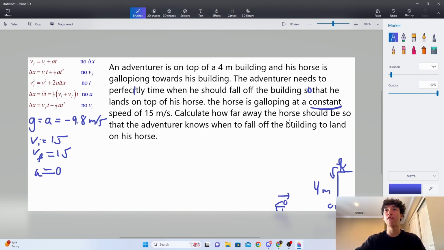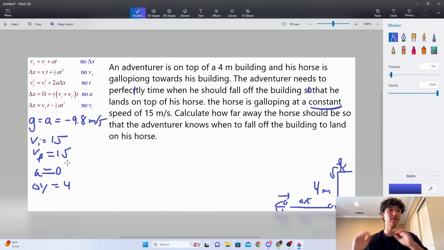So calculate how far away the horse should be so that the adventurer knows when to fall off the building to land on his horse. So we want to know this change in x right here. So how are we going to find that? Well, my first thinking is let's figure out how long it's going to take for the horse to actually reach the building and how long it's going to take for this guy to jump off the building, right? And let's write our change in y is equal to 4 right here.